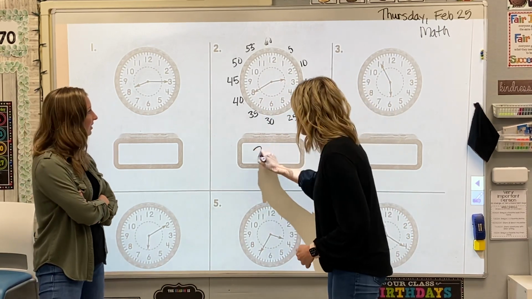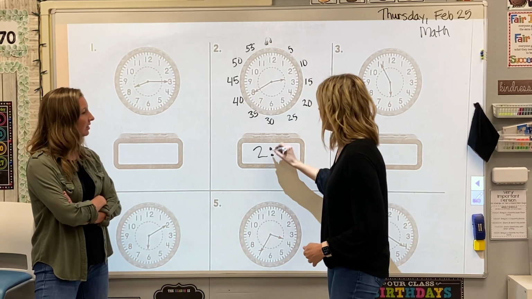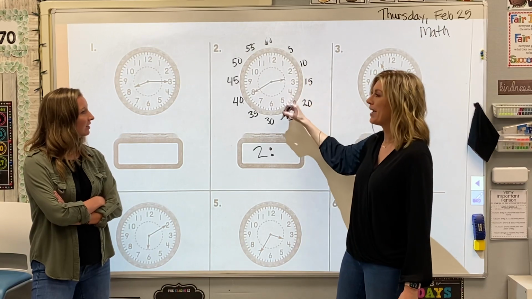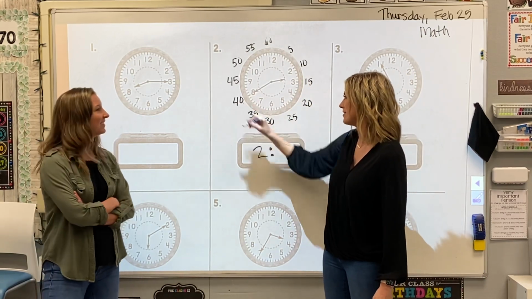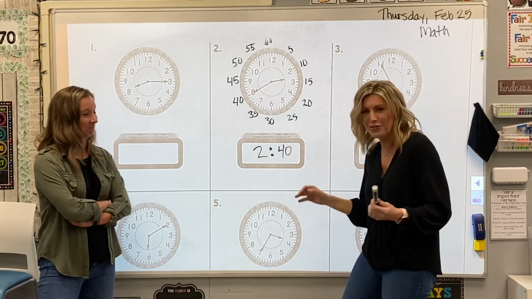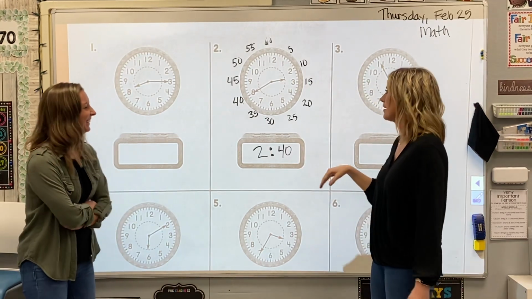Got it. Gotta write my colon, my 2 dots. And now I'm looking at my minute hand, which is pointed at the 8. And I don't have to go back and skip count by 5s if I don't want to. I can look and see that it's 8:40. Okay? I mean 2:40, not 8:40. My bad. 2:40. Okay?